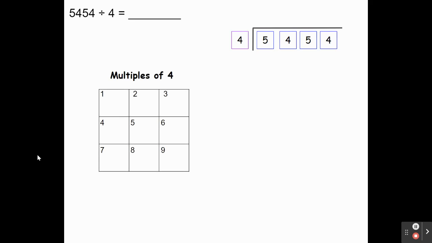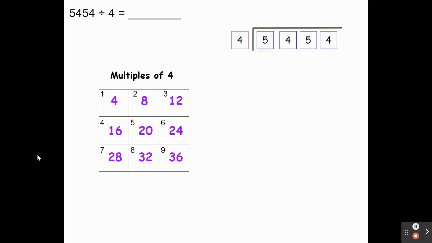5,454 divided by 4. First we'll set up our standard algorithm. On the inside we'll place our dividend, 5,454, and on the outside we'll place the divisor 4. Let's list out our multiples of our divisor 4 to help us divide. We have 4, 8, 12, 16, 20, 24, 28, 32, and 36.